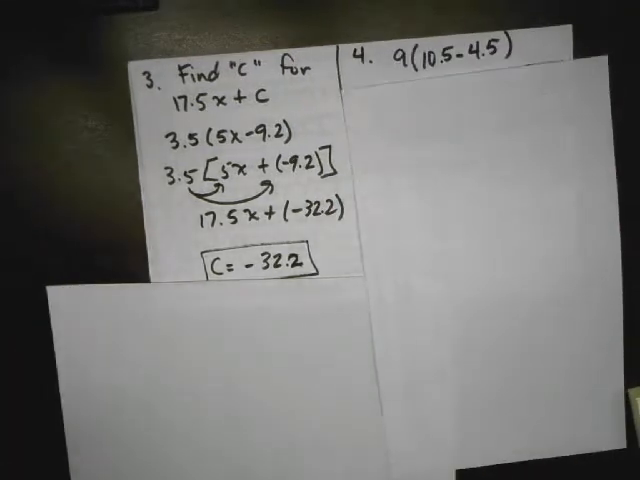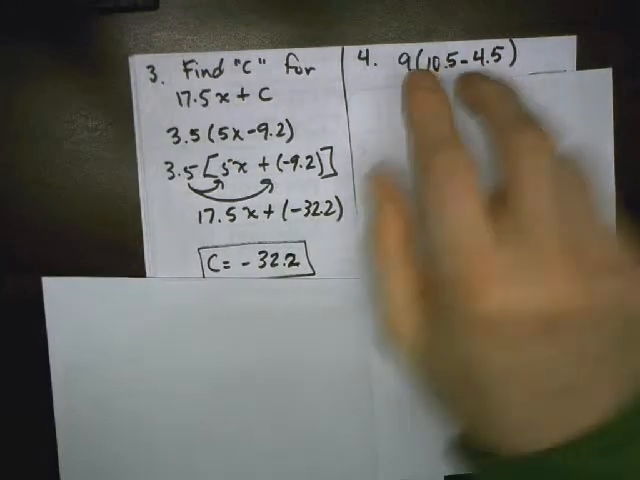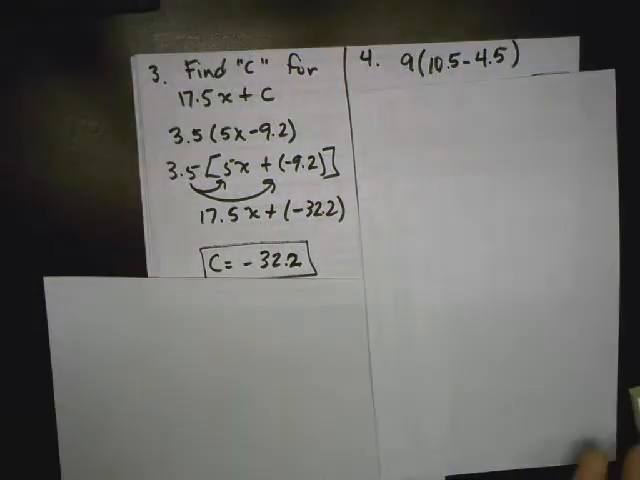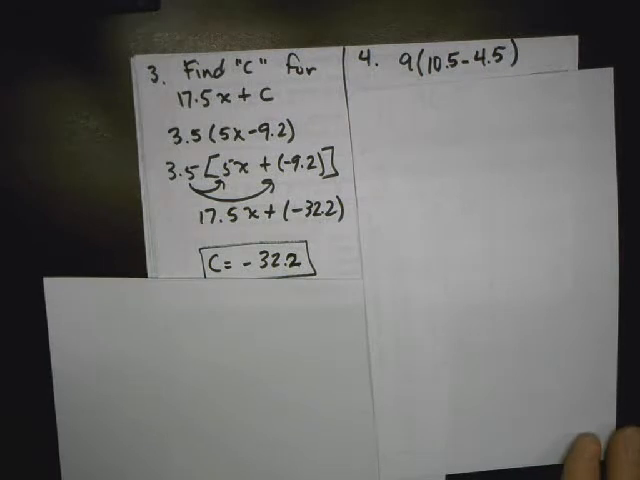Number 4 says, find the value for that expression. And that expression they give us has no variables inside. So what we can do is go ahead and just simplify the inside first. We can do order of operations. We can do the grouping symbols first, right?